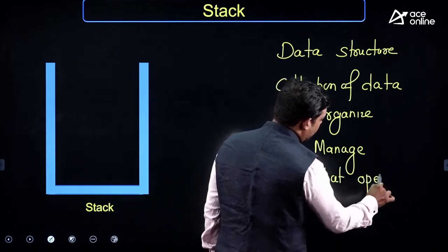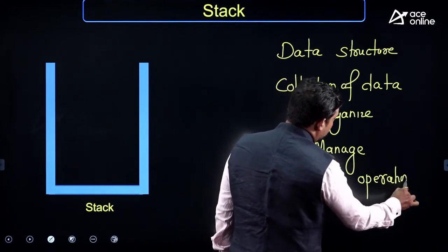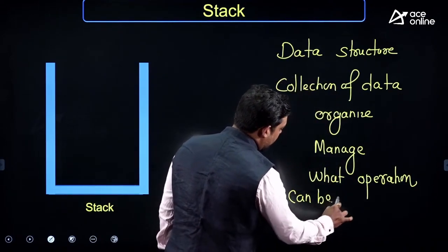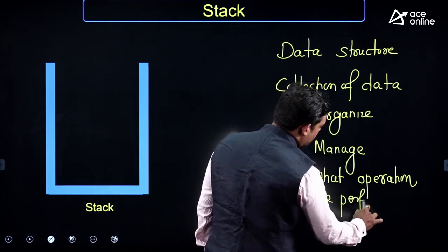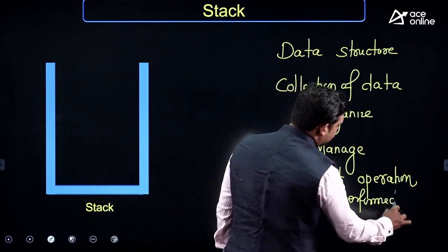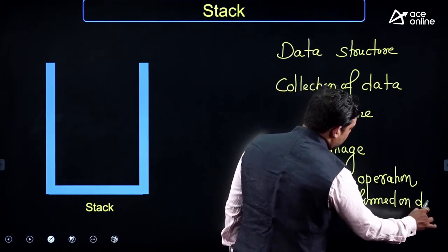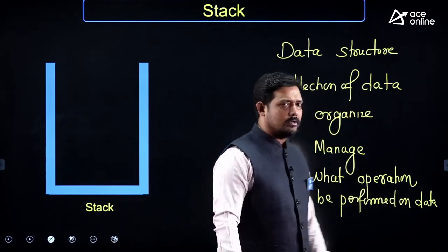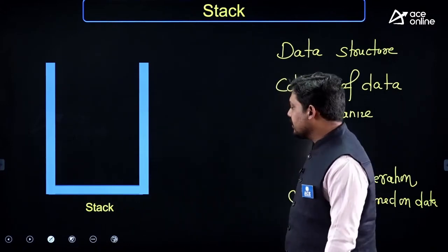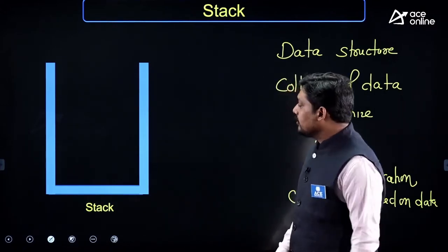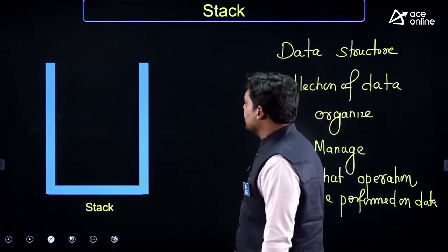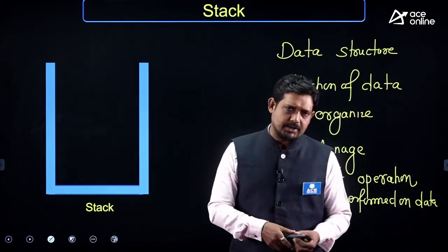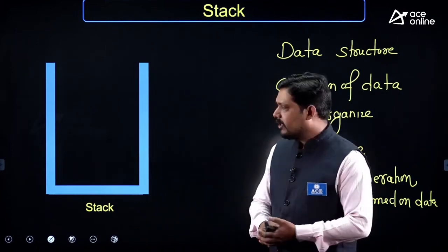So for every topic you have to learn what operations can be performed on the data. It's about data organization and management, and for each topic you have to learn it keeping this in mind. So it's a collection of data, but in this case it's a one-ended, linear collection.